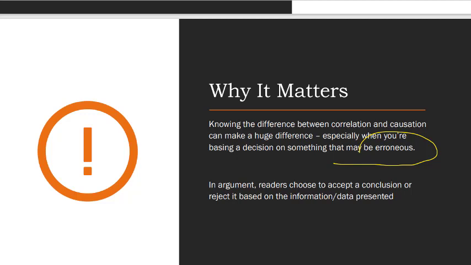But again, in argumentation, readers, you have to choose to accept a conclusion or to reject it based on information and data. And if a majority of the arguments or claims that are being made rely on this kind of data or information or cause and effect situation, and they're relying solely on correlation in order to make those claims, they can be tricky sometimes. And this weakens the argument, but we have to be careful in analyzing how the author, in this instance, is attempting to present the information.